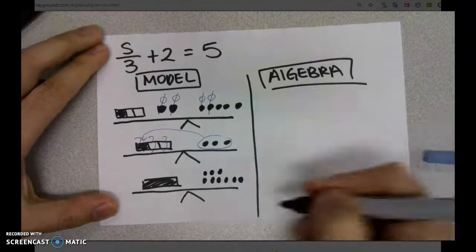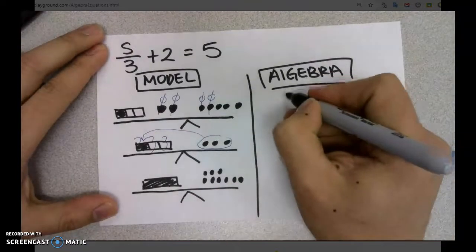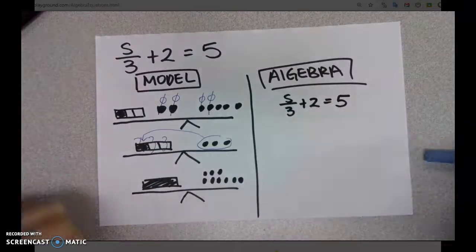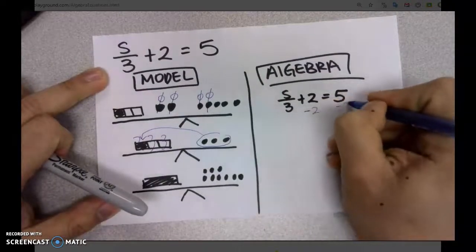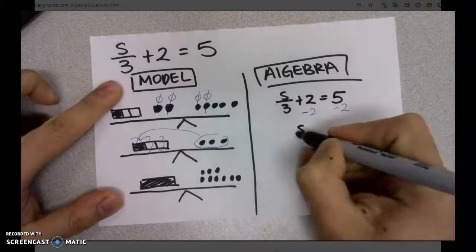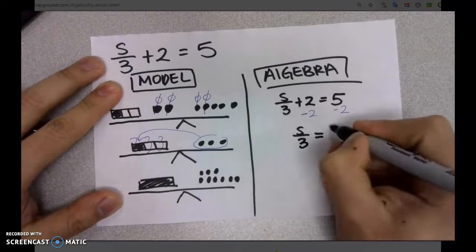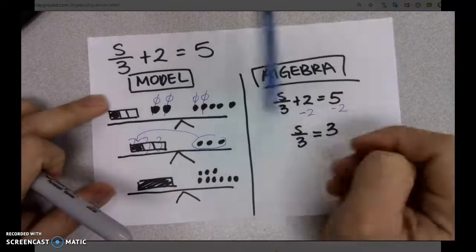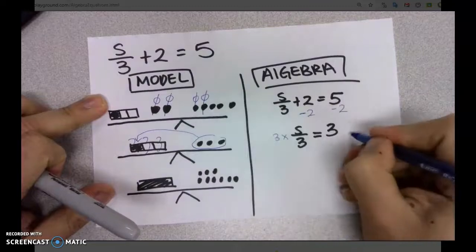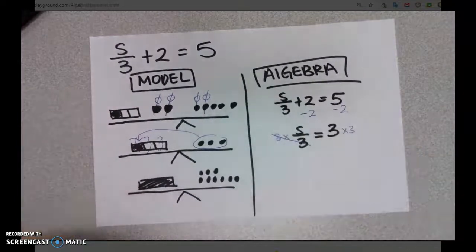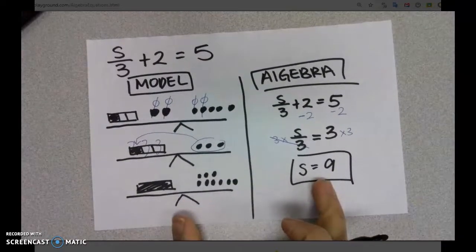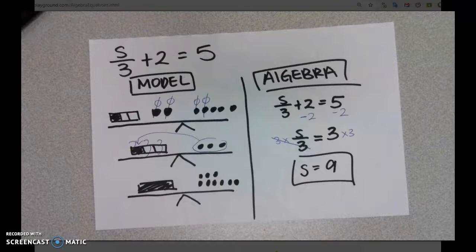Let's do the algebra way and see if it supports our drawing. So s divided by 3 plus 2 equals 5. Now, I need to subtract 2 on both sides, and I should get s divided by 3 equals 5 minus 2 equals 3. Now, because this is division, the opposite of division is multiplication. So I'm going to multiply by 3 on both sides. This one goes away. So I get s equals 9. That's it. These two are the same. Okay? So just take a minute to absorb this and try to understand it.